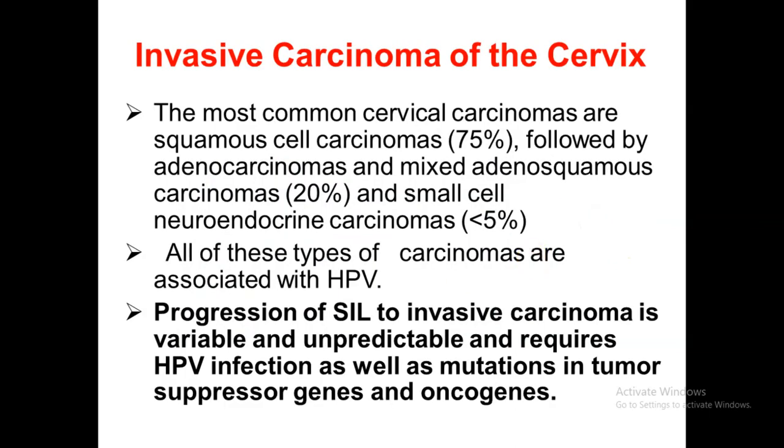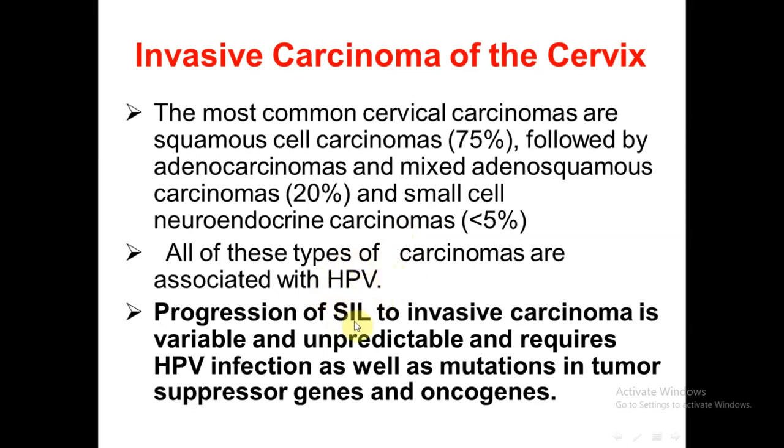Now, invasive carcinoma of the cervix. The most common cervical carcinoma is squamous cell carcinoma, which accounts for about 75%, followed by adenocarcinoma and mixed adenosquamous carcinoma at about 20%. We have small cell neuroendocrine carcinoma, which accounts for less than 5% of cases. All these types of carcinoma, whether squamous cell carcinoma, adenocarcinoma, adenosquamous, or small cell neuroendocrine carcinoma, are associated with human papilloma virus.